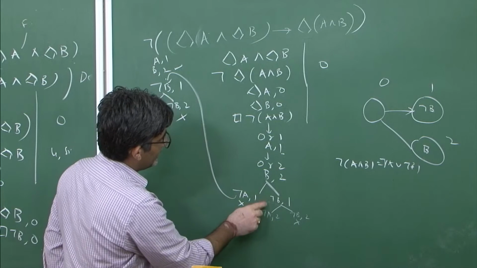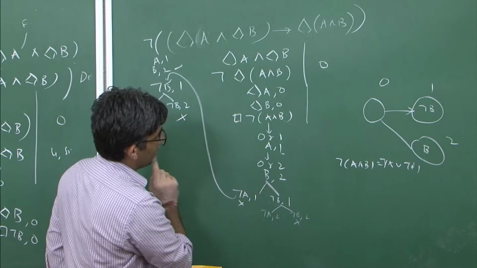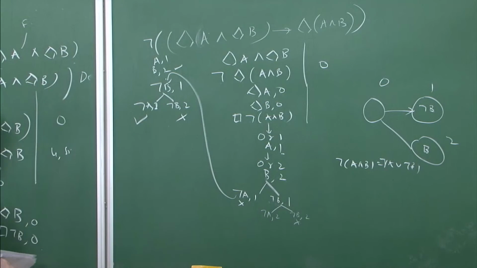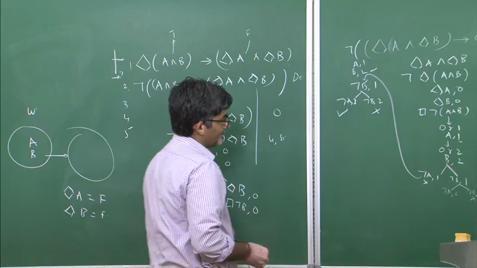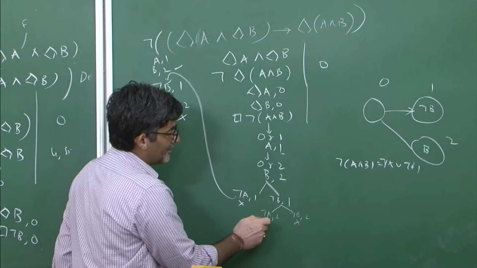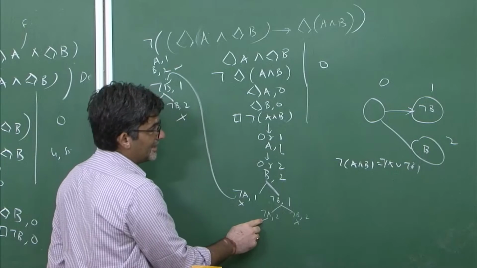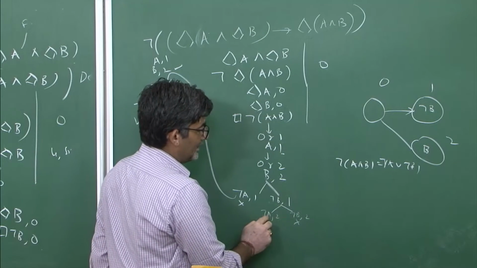There is no way in which you can close the branch. So now what could be the counterexample for this one? We need to see from the open branch. The open branch is like this. So what is true in a world 2?